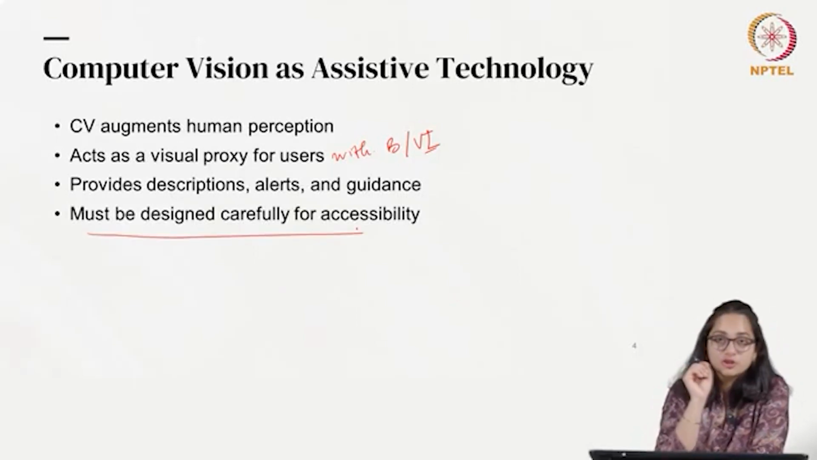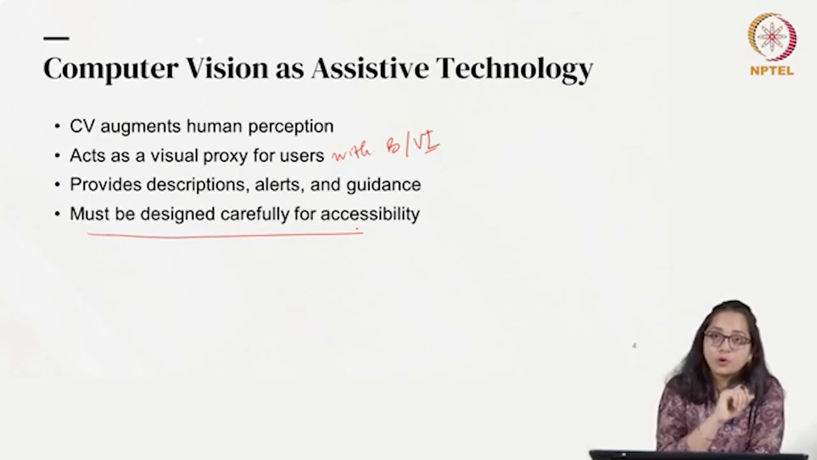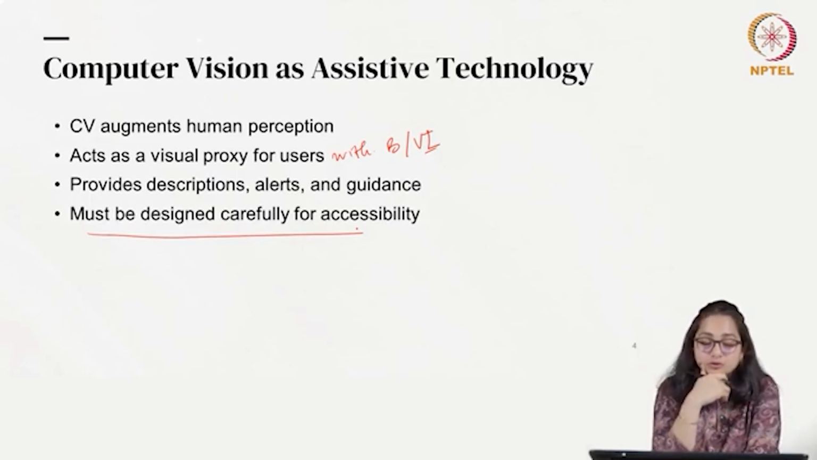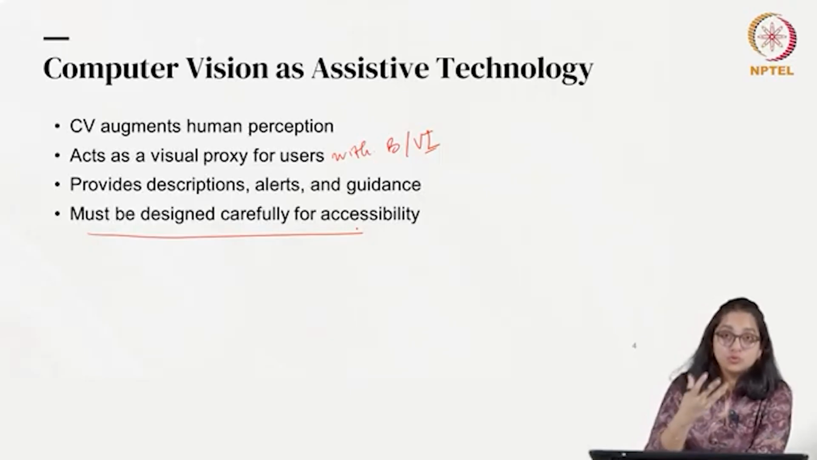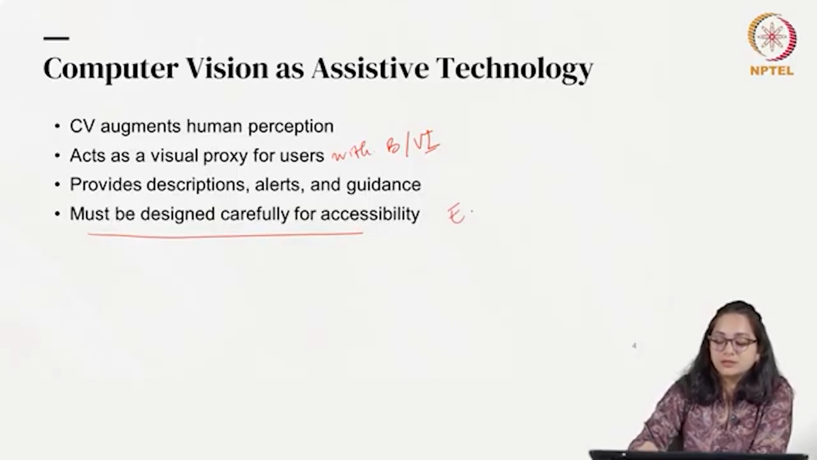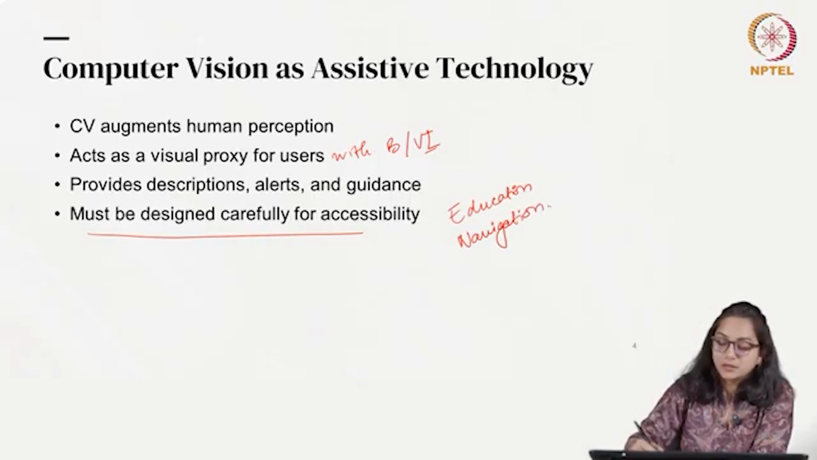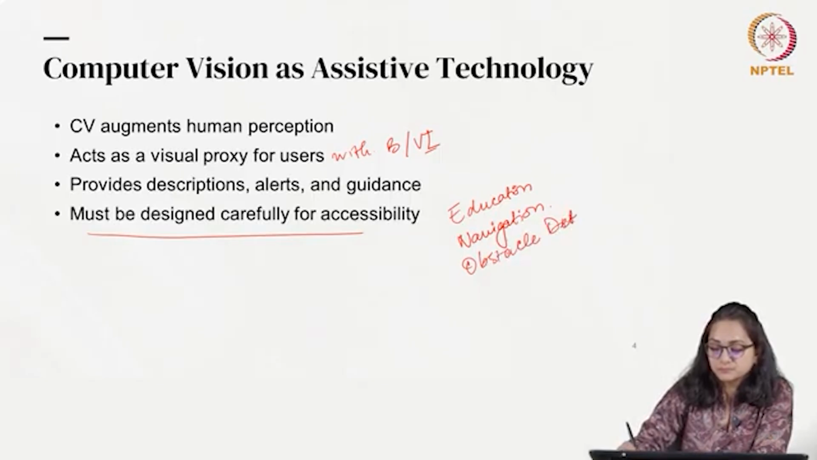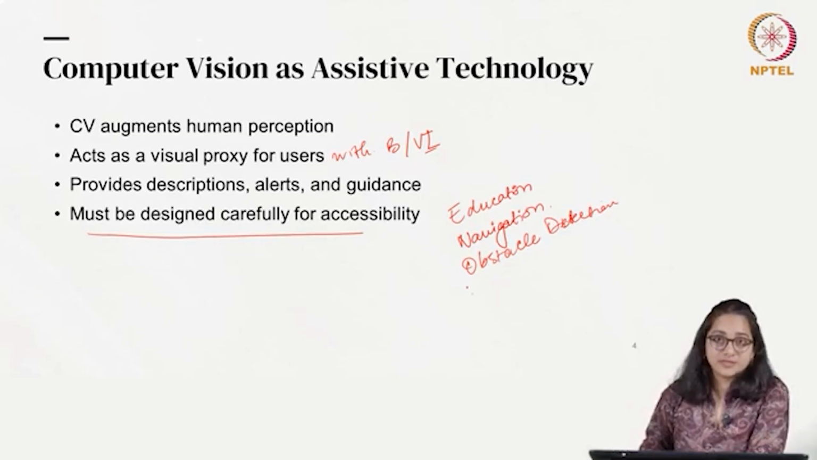However, each context or problem statement has to be thought of when using these models, particularly for accessibility. So it may be related to education, it may be related to navigation, it may be related to obstacle detection, and it may be other features as well.